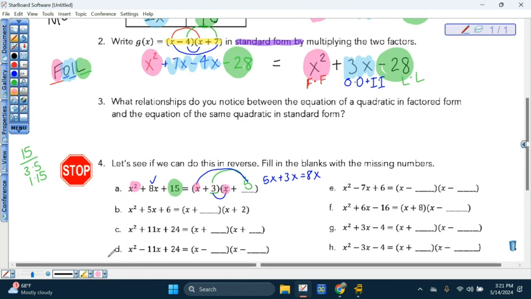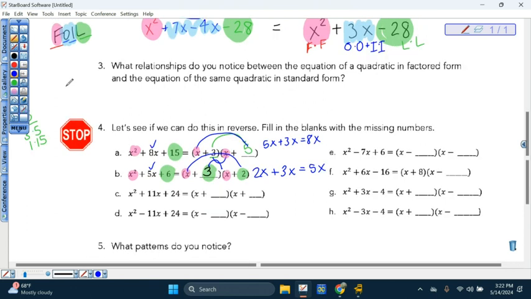Okay, let's look at part B. Part B, again, my x squared is already taken care of. I have x times x. But then I need to get to 6. So what times 2 is going to give me 6? 3. Good. And again, my outers would be 2x. My inners would be 3x. 2x plus 3x is what? 5x, which is what I want.